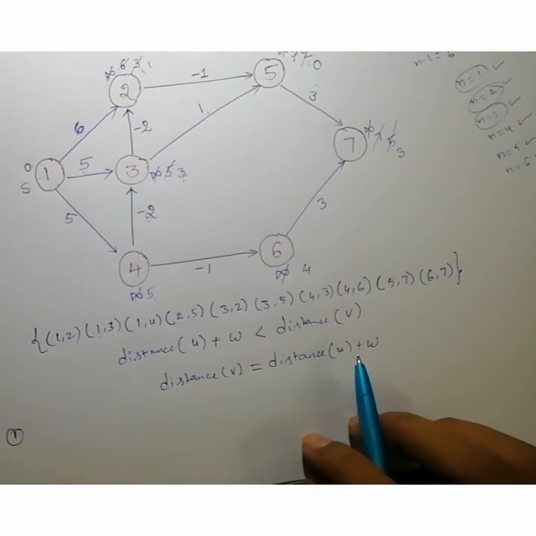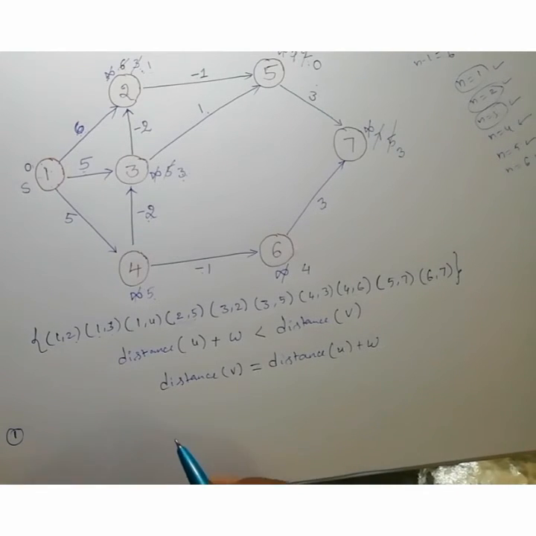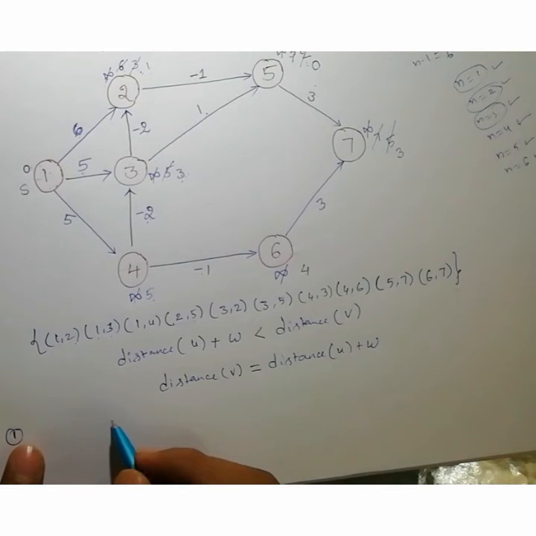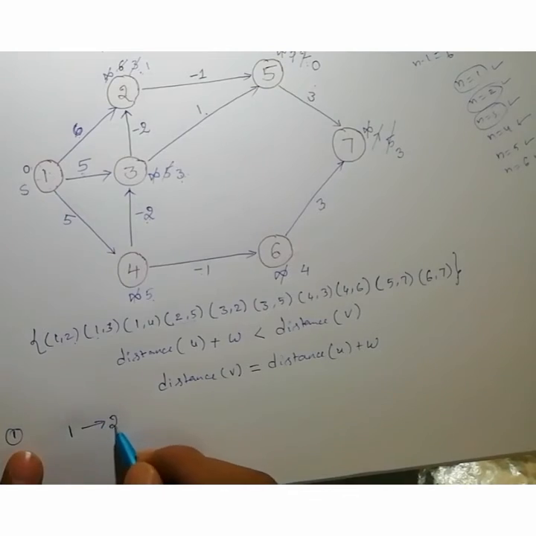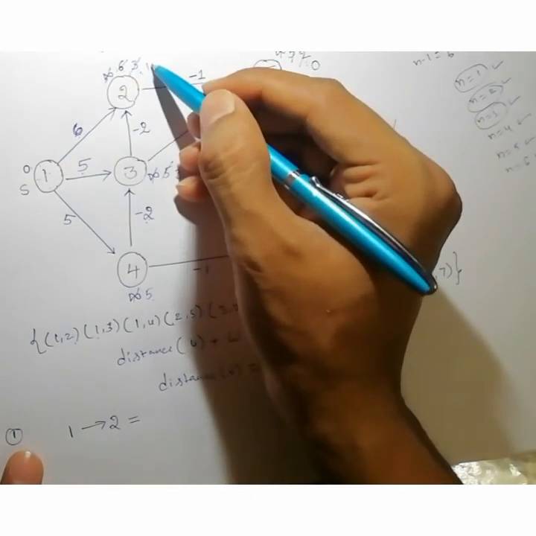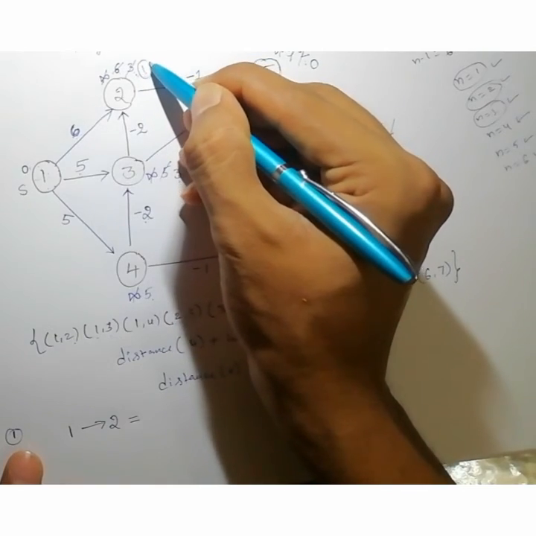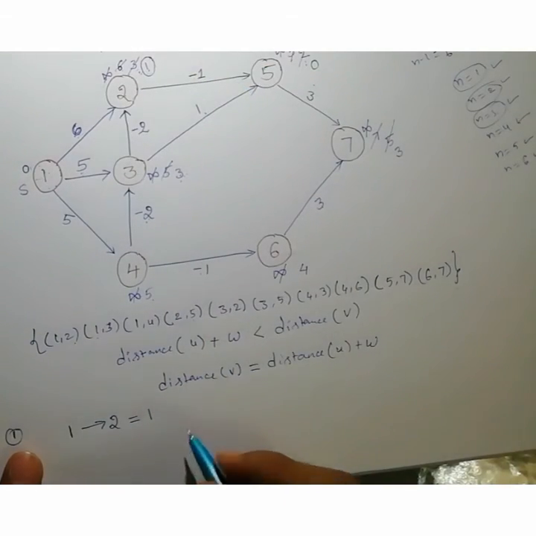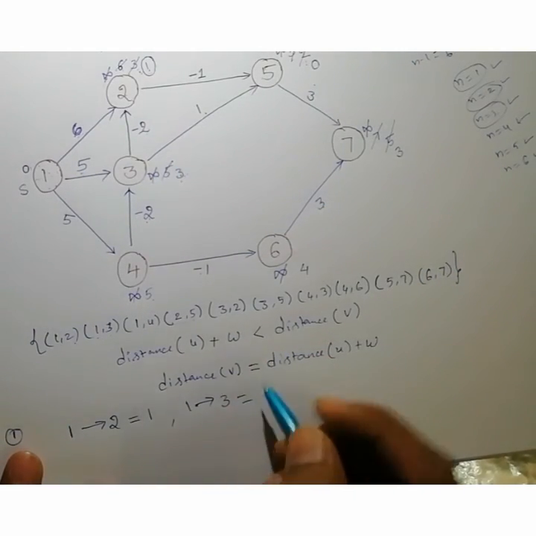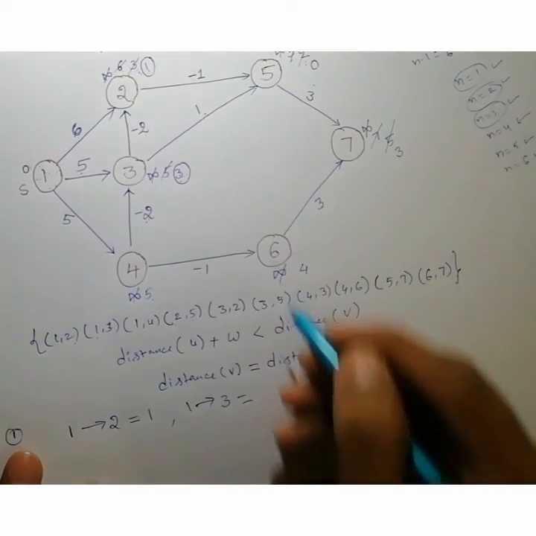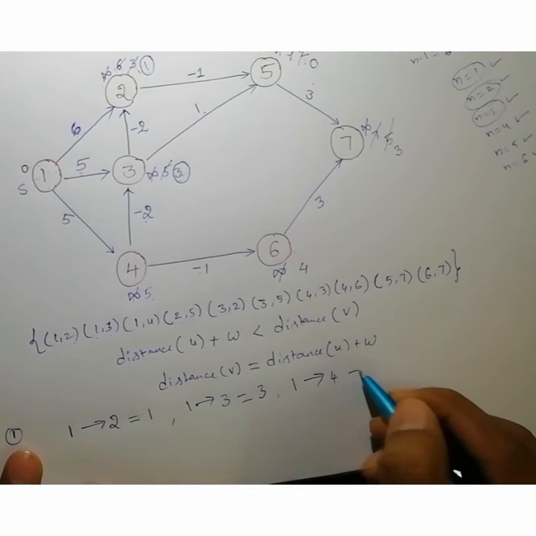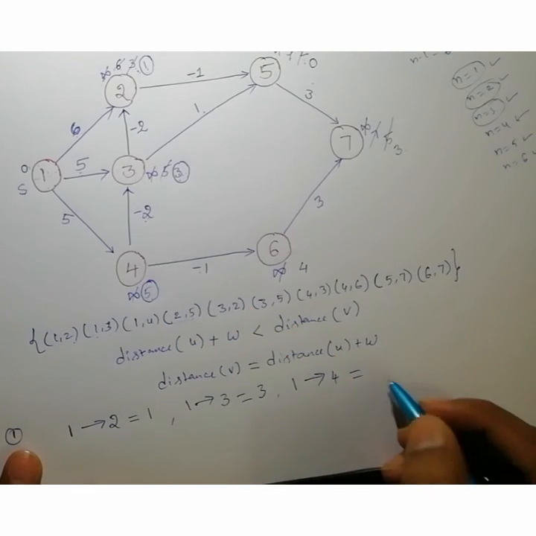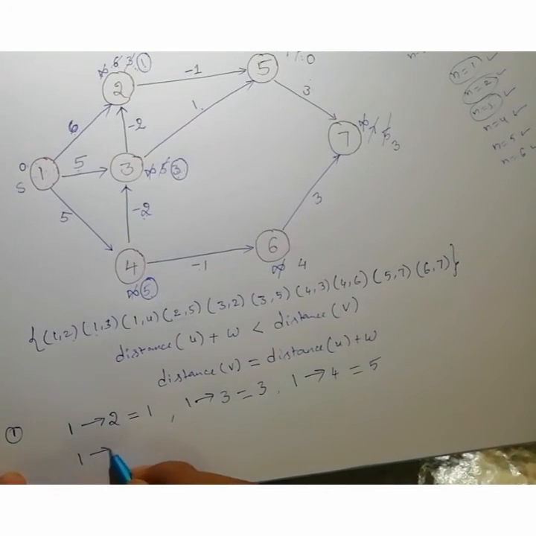So now let us see what is the distance from the single source vertex to all other vertices. So can you tell me, from 1 to 2, what is the final distance? I will mark it as round, that is 1. Next from 1 to 3, what is the distance? Final one, that is 3. Okay. Next from 1 to 4, what is the distance? Final one, 5.